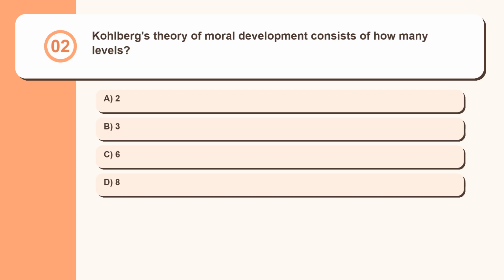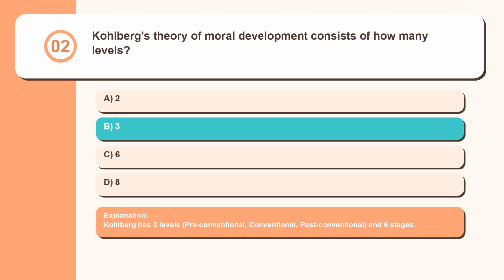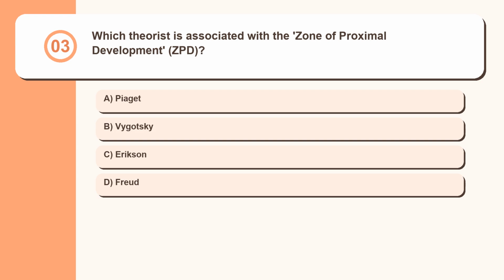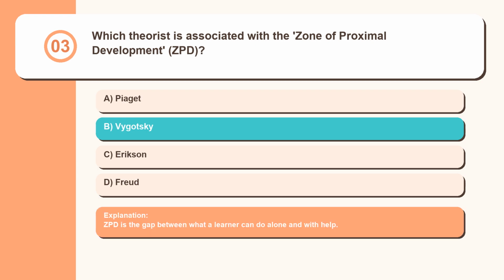Question 2. Kohlberg's theory of moral development consists of how many levels? 2, 3, 6, 8. Kohlberg has 3 levels: pre-conventional, conventional, post-conventional, and 6 stages. Question 3. Which theorist is associated with the zone of proximal development, ZPD? Piaget, Vygotsky, Erikson, Freud. ZPD is the gap between what a learner can do alone and with help.